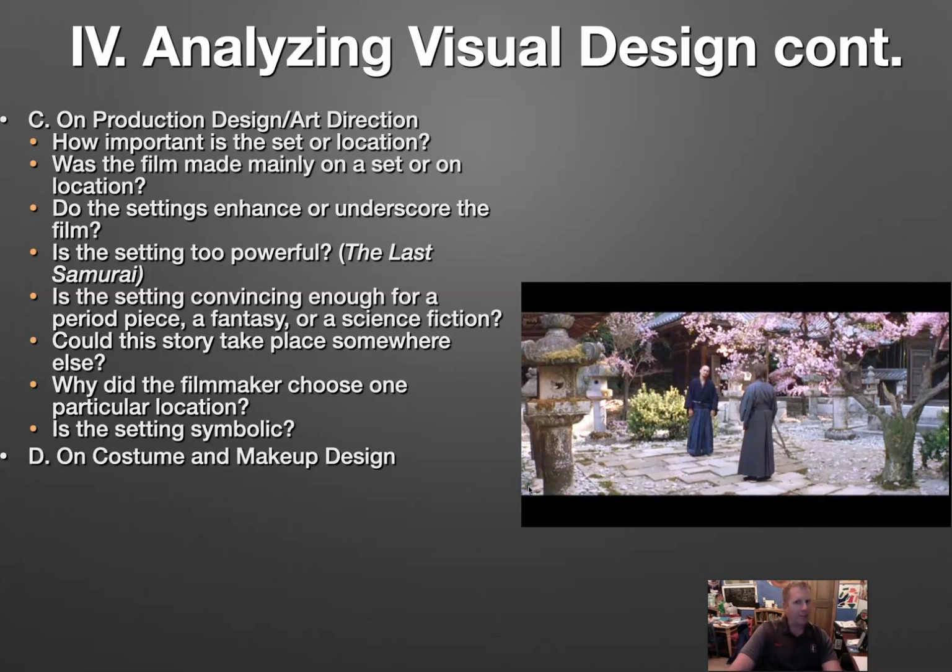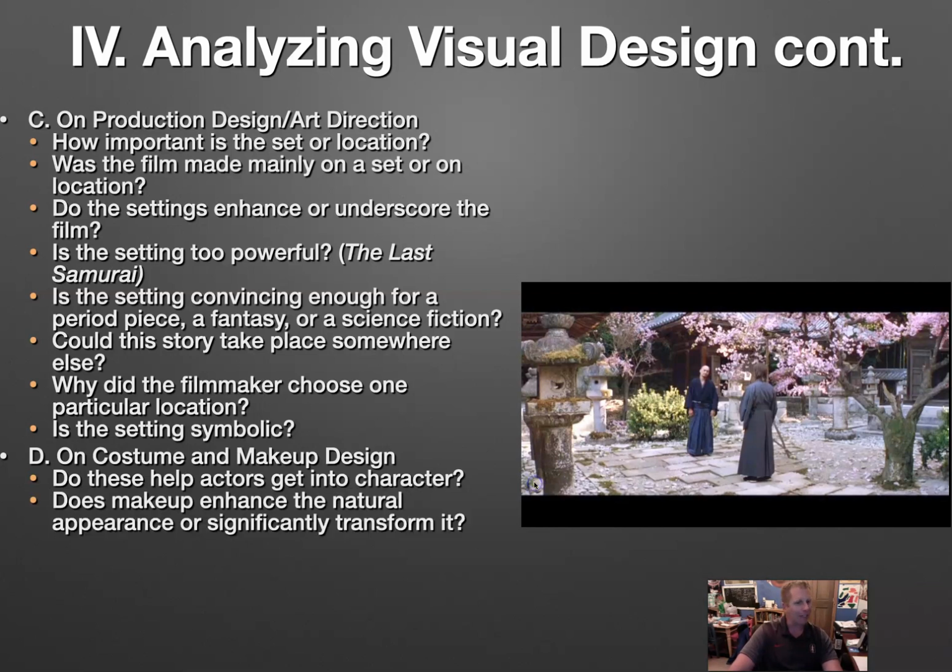And then you have other visual elements. You have costume and makeup design, which are all things that get Oscars, Academy Awards, given away to this. Does the makeup help the actors get into character? Does the makeup enhance the natural appearance or significantly transform it? Sometimes makeup can be distracting. Now the idea is, let's CGI everything, and then that can be really bad, like the movie version of Cats.